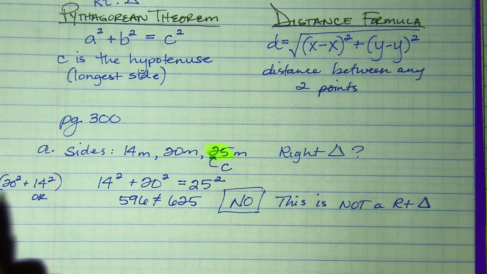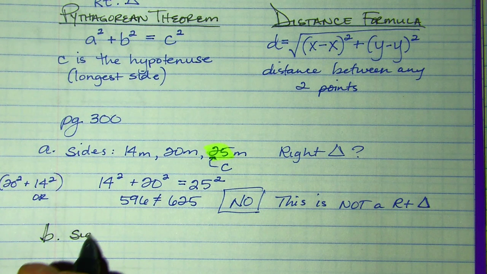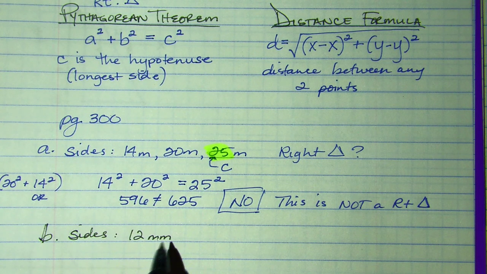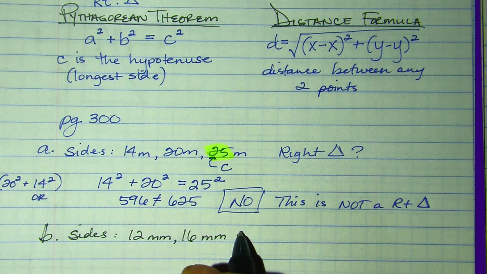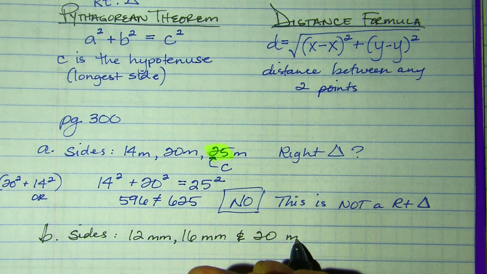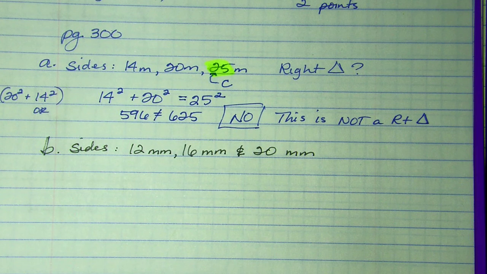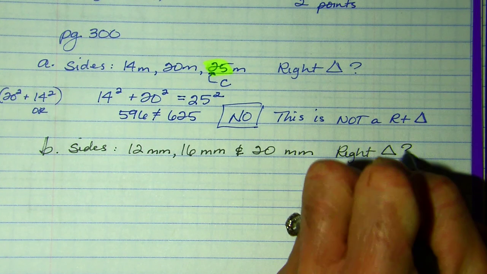The next one is just like this one, so if you want to pause and try it, the sides that they gave us are 12 millimeters, 16 millimeters, and 12 millimeters. You can pause it and try it, but they are asking us, is this a right triangle?